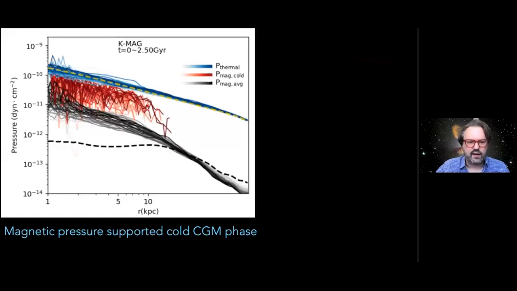And again, here's a simulation that Sharon Wang performed. It shows pressure support due to the thermal component and the non-thermal component in the magnetic field in the bulk of the CGM in this giant elliptical. What is shown in red here is the enhanced magnetic pressure specifically at the location of the blobs. So basically, these cold filaments are magnetically dominated.